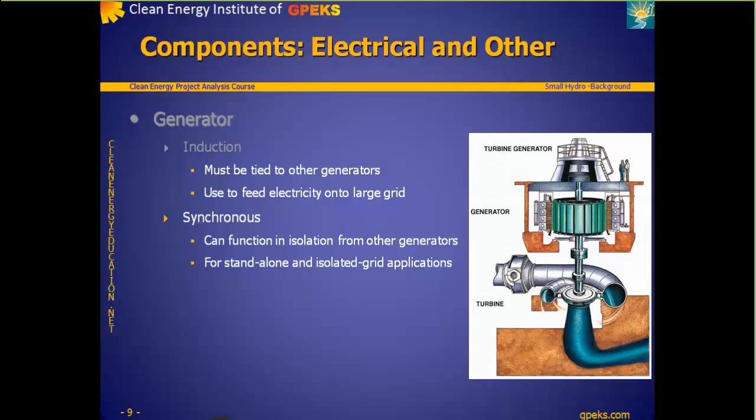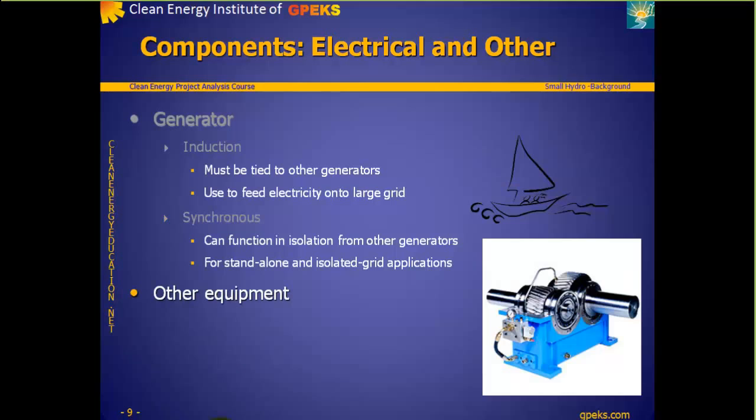Unlike in an induction generator, however, the synchronous generator does not need to have an alternating current already present at these electromagnets. It can function in isolation, with the frequency of the electric output being a multiple of the rotational speed of the turbine driving the generator. As a result, it is used for isolated grid and off-grid applications where there are no other generators. It is also used for larger small hydro projects, since large induction generators are quite expensive.